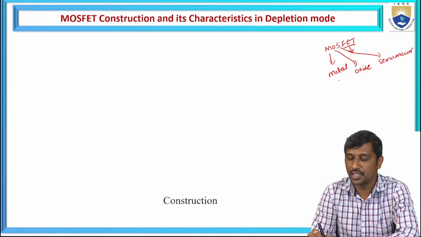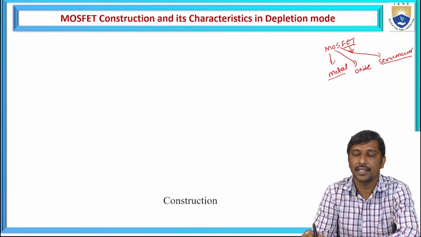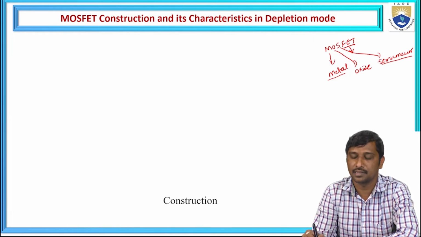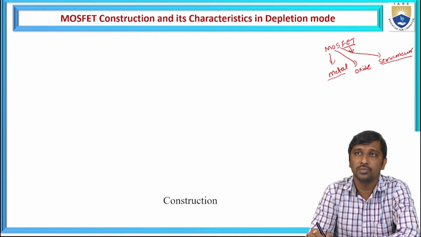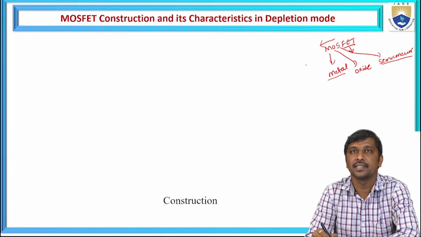If you observe this terminology, we have two conducting materials: one is a metal, another one is a semiconductor. Metal as well as the semiconductor, these two act as conducting materials. Now we need to approach the construction from bottom to top while constructing the MOSFET, which means we need to start from the semiconductor.